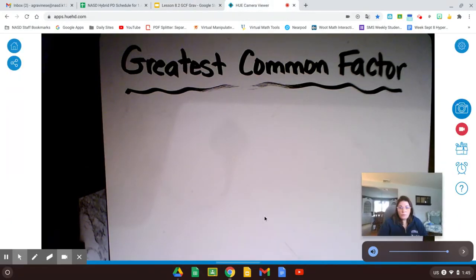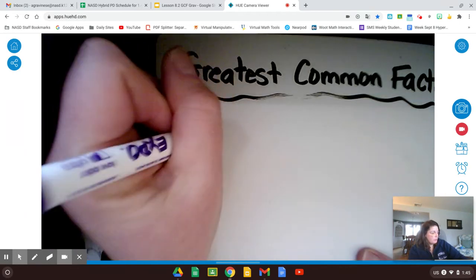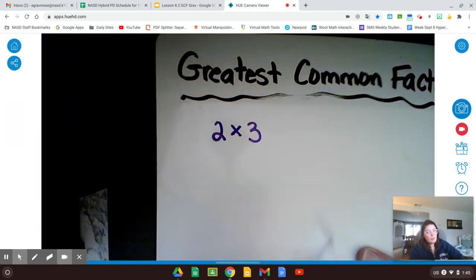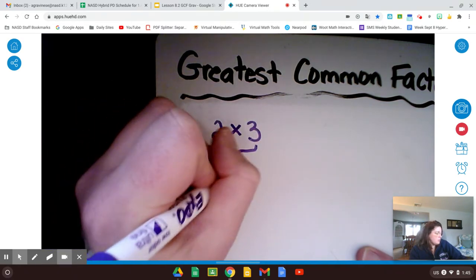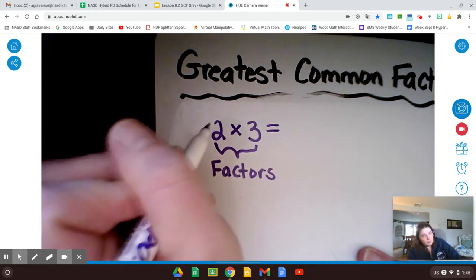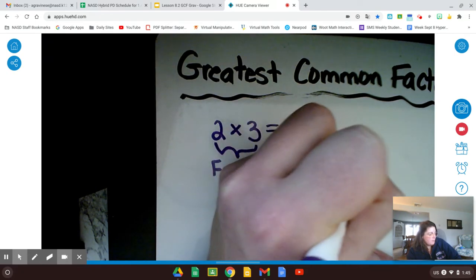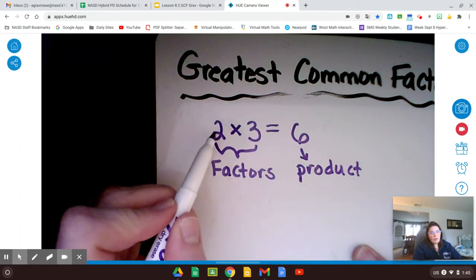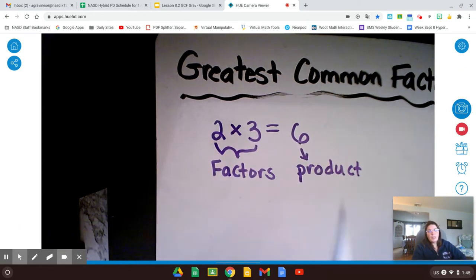All right, so I want to go over a little vocabulary first. I want to go over what the word factor means. When we multiply numbers together, for example, 2 times 3, those numbers that we are multiplying are called factors. And what you get after multiplying factors, that's the product. So factors are what we are multiplying, and the product is what you get.